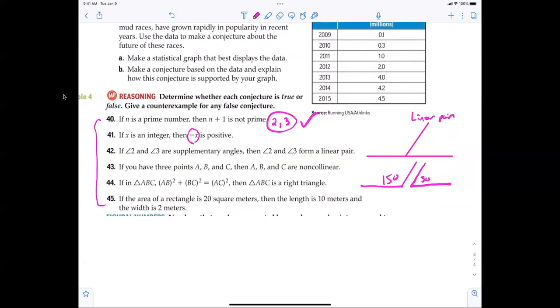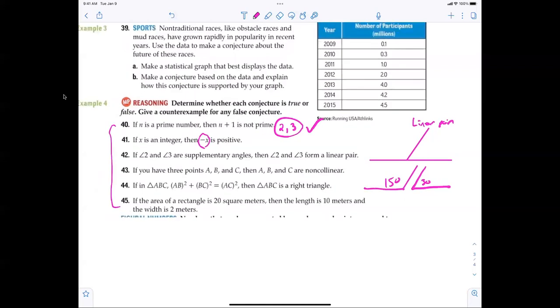All right, and then 45. If the area of a rectangle is 20, then the length is 10 and the width is 2. Definitely false, right? You can have a rectangle with an area of 20 that could be 1 by 20. Does everybody agree with that? 4 and 5, lots of different things. It doesn't have to be 10 by 2. For those who thought that was true, that just means you're not thinking of all possible outcomes. And like I said, that's the hardest thing in geometry, thinking of all the possible outcomes.